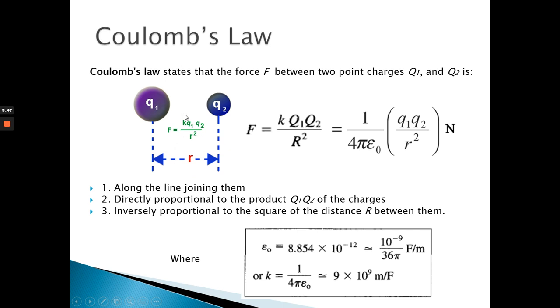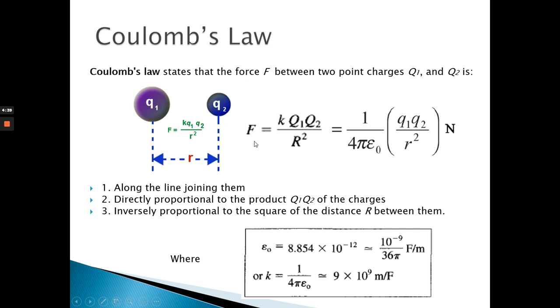The second one is that it is directly proportional to the multiplication of the two different charges, Q1 and Q2. So the force is proportional to the product of Q1 and Q2. And then it is inversely proportional to the square of the distance between them, which is r. It can be small r or big r, whatever, but the main thing is the distance between these two, Q1 and Q2.